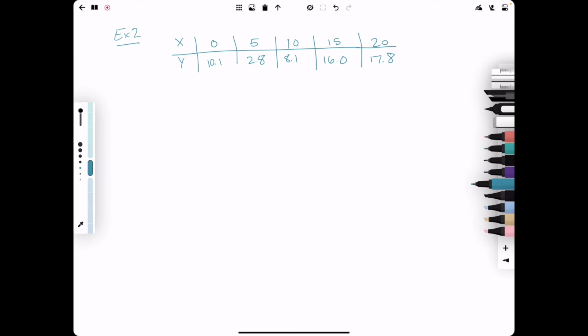So in L1, I'm going to enter 0, 5, 10, 15, 20. And then we had corresponding numbers, and I'm noticing in this particular one I've got L1 and L4. If yours is L2, that's fine. Just recognize what it's listed as. Sometimes it just does that. It doesn't matter as long as you take note of it. 10.1, 2.8, 8.1, 16.0, 17.8. Those all look right?